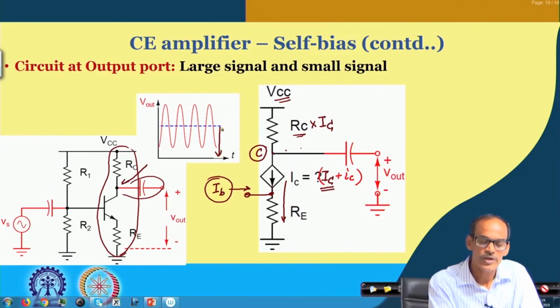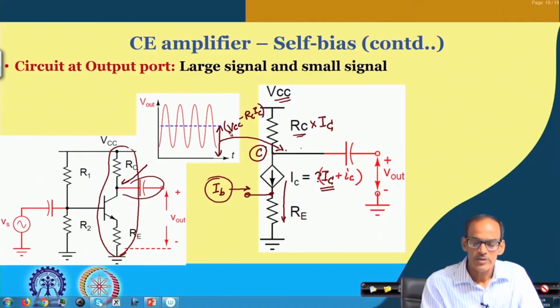So, the voltage at the output node, or the collector node rather, is VCC minus this drop. So, this is VCC minus RC into capital IC.